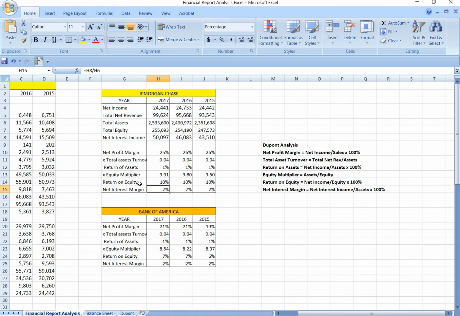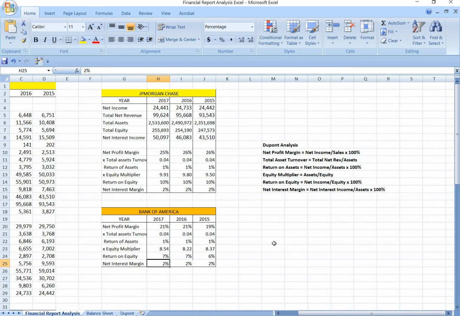And for another number, let's pick return on asset. JP Morgan is 1%, 1%, 1%, and Bank of America is also the same, 1%, 1%, 1%. This is very important: net interest margin. It's 2%, 2%, 2% every year for JP Morgan Chase, and Bank of America is about the same also, with 2%, 2%, 2% net interest margin.